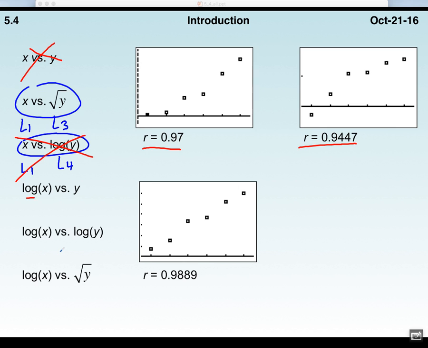We have one more that we're going to try. We're going to try log of X versus Y. This time I want you to transform X. Log of X is in list 5, and then Y is in list 2. So now you have to look at a scatter plot of list 5 versus list 2. So do that, please. And then calculate an R value also.